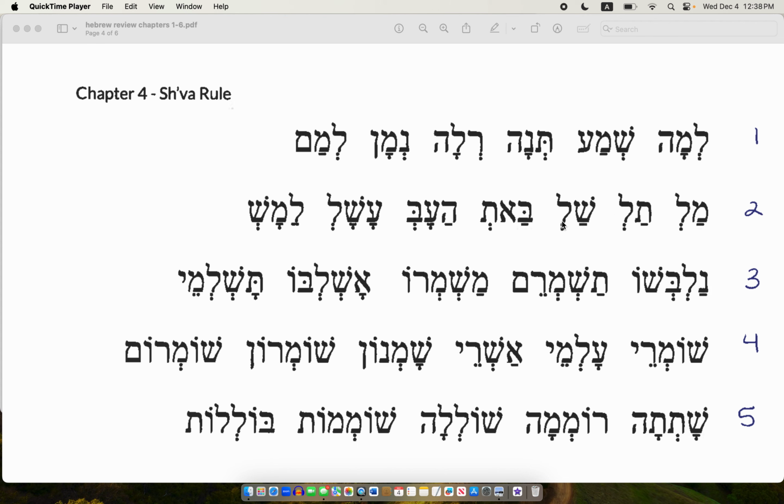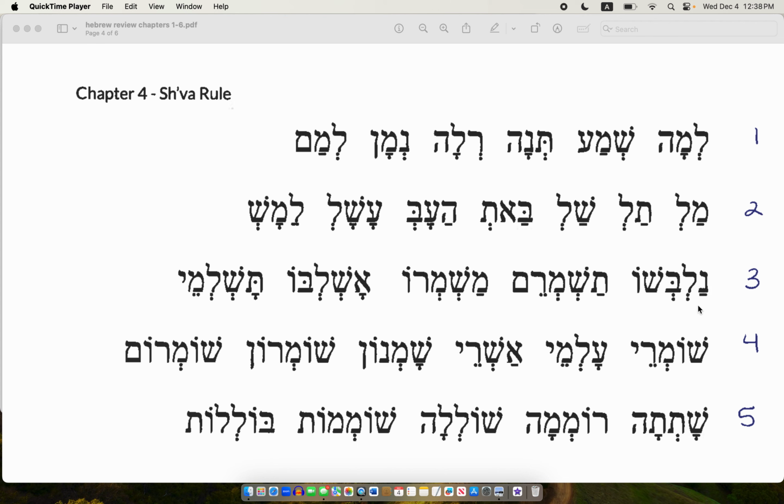Line 2, we have the vowel sound at the end of a word, or a letter vowel combination in our case. In this case, it's going to be silent. It's as if this vowel sound is not even there. Mal, tal, shal, bat, ha'ab, ashal, lamash.